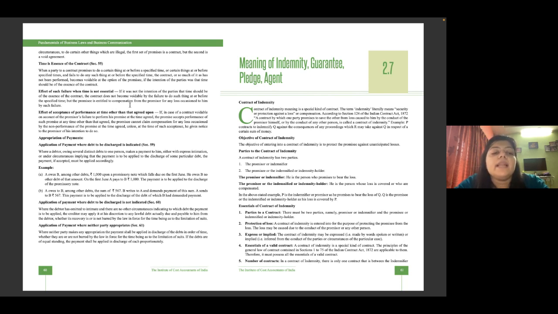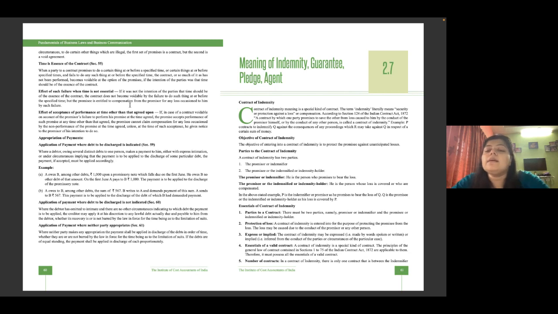So the effect of such failure when time is not essential, and the effect of acceptance of performance at a time other than whatever is agreed upon. So in such cases, the appropriation of payments as well as appropriation of the performance of the kind of contract that is in place would also depend on the time of the performance.